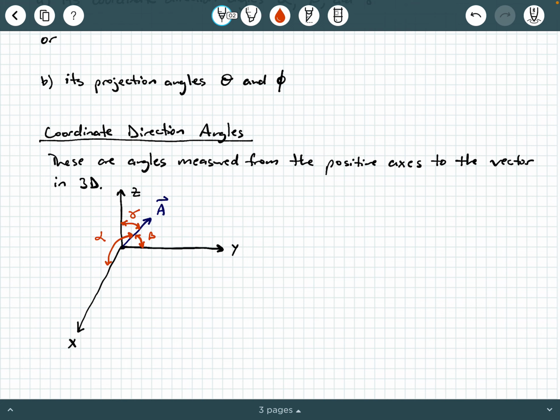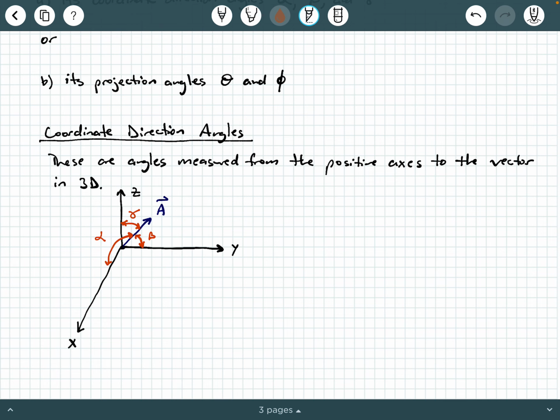So the key thing to remember with these coordinate direction angles is that they are measured from each of the positive axes. So if you have a more complex system where you're showing the negative x-axis, the negative y-axis, or the negative z-axis, we're measuring these coordinate direction angles from the positive side of those axes to the vector, okay?